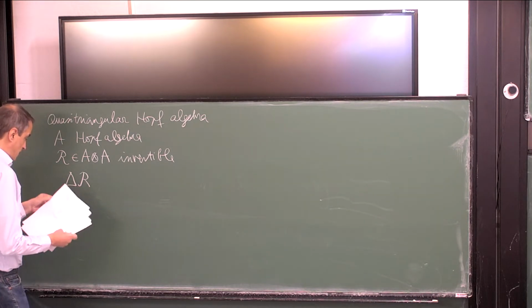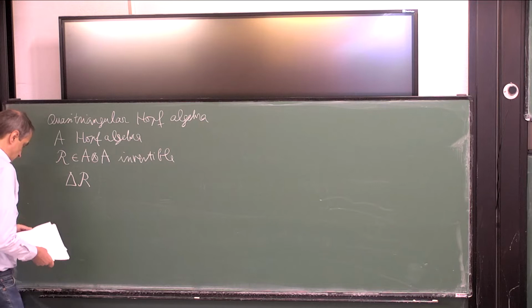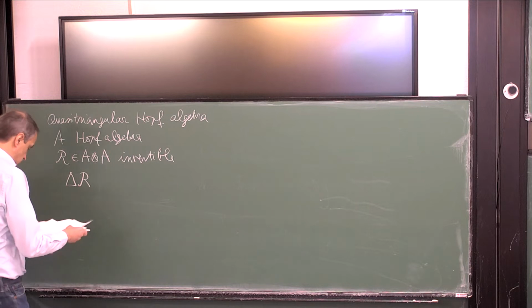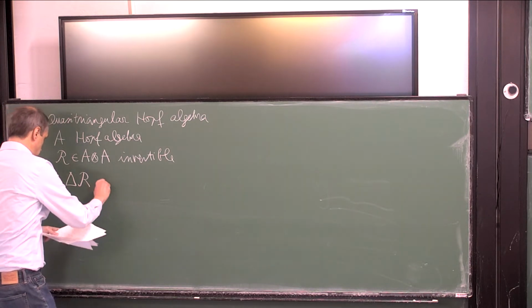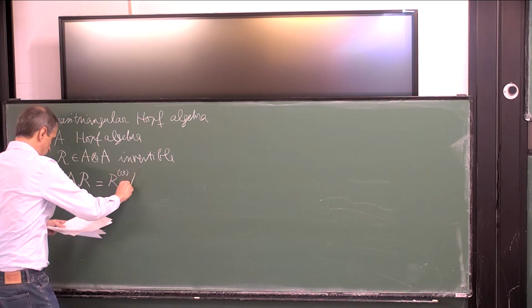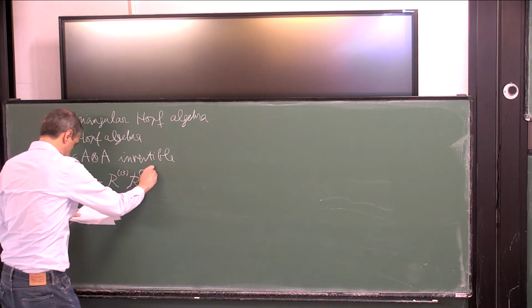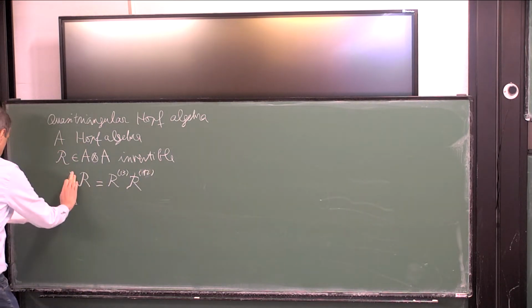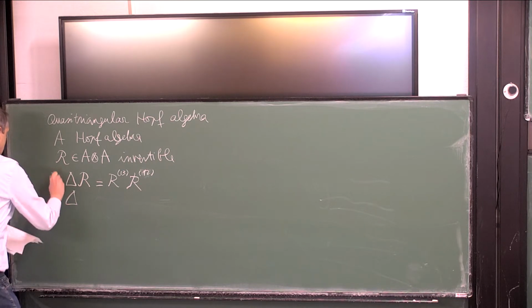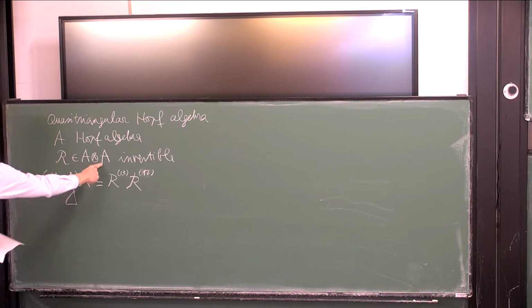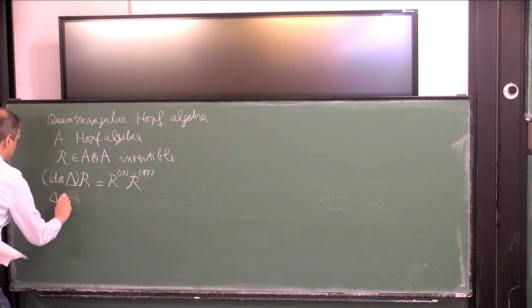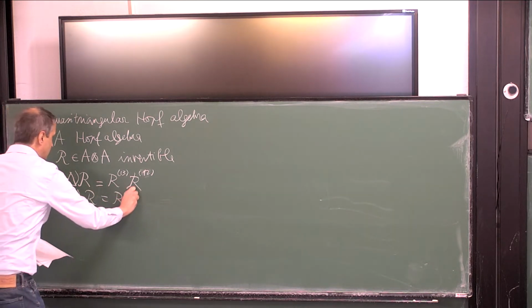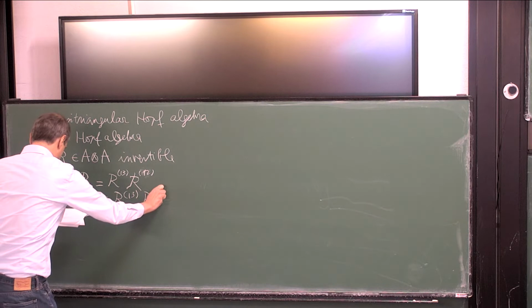Ordering of factors. Equal R13, R23, R2, sorry, and delta. So this would be identity times delta. You act on the second factor of A, and if you act on the first factor, you get R13, R23, I guess.